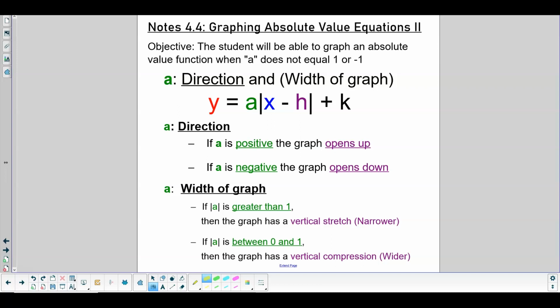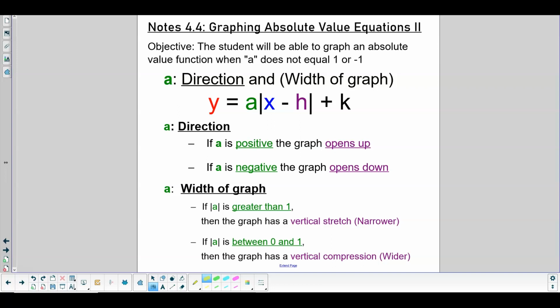And you do have to pay attention to the number, though. So if the number is bigger than 1, when they say the absolute value, they mean positive or negative. If the number in front is bigger than 1, then it's going to be a more narrower type of graph. And if the number in front, absolute value, again being positive or negative, is between 0 and 1, in other words, a fraction, then we say it's going to be shrunk or compressed, which makes the graph wider. So you'll see that here in just a second.